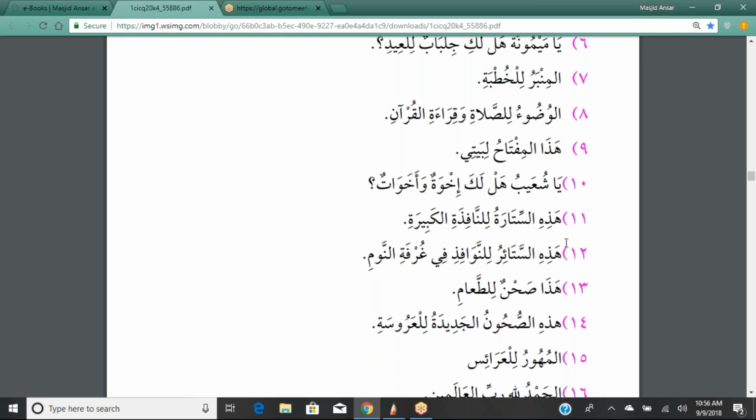هذا صحن للطعام. This is a plate for the food. Sahnun, plate. So you use these words in the house. Atini sahnan. Ayna as-sahn? Where's the plate? Where's the dish? هذا صحن للطعام. This is a plate for the food.